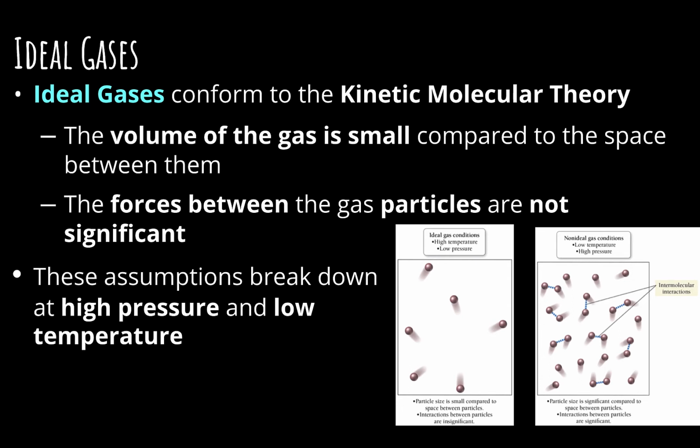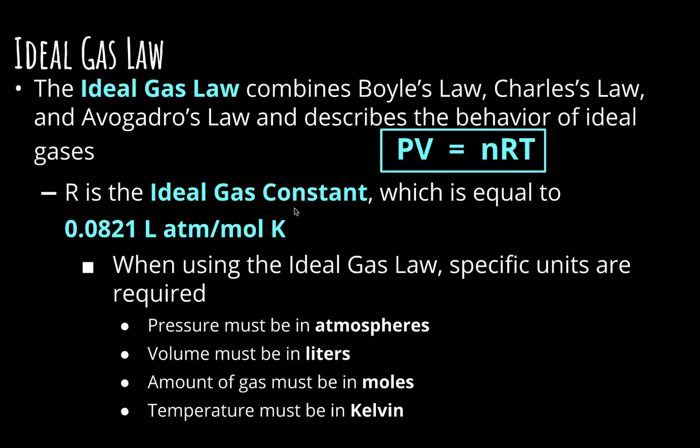These two parts of the kinetic molecular theory tend to be most accurate at high temperatures and low pressures. High temperatures because the particles are moving very fast with lots of energy, and low pressure because they're very spread apart from each other, so they're not compacted into a small space. These assumptions break down at high pressures and low temperatures. High pressures because you have lots of particles packed into a smaller space, and low temperatures because the particles don't have as much energy and are not moving as fast.